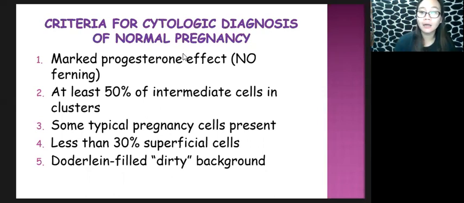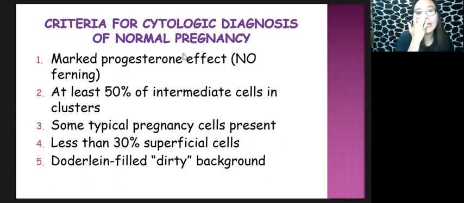In particular, remember from your clinical chemistry 3, progesterone is the one responsible for maintaining the integrity of the vascularization of your endometrium, which is needed to maintain pregnancy. And so the predominant hormone should be progesterone. This is indicated by the absence of ferning. Remember that the hormone progesterone inhibits ferning, so you should not see ferning.